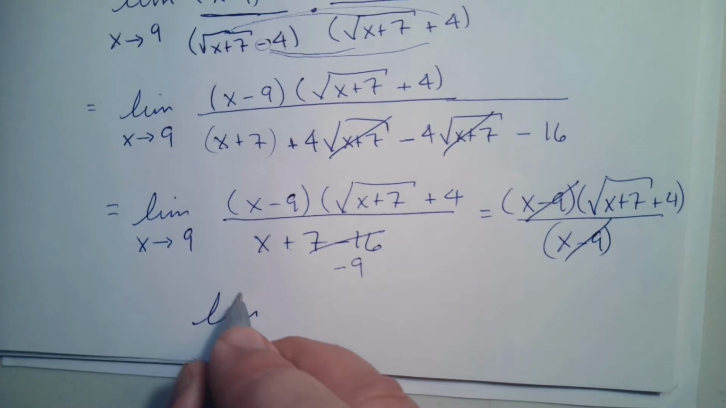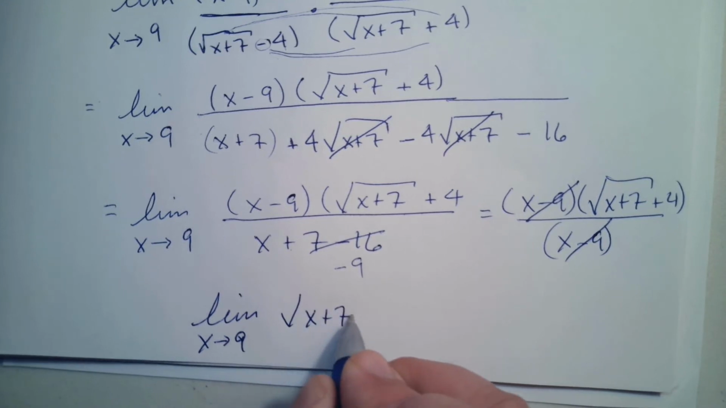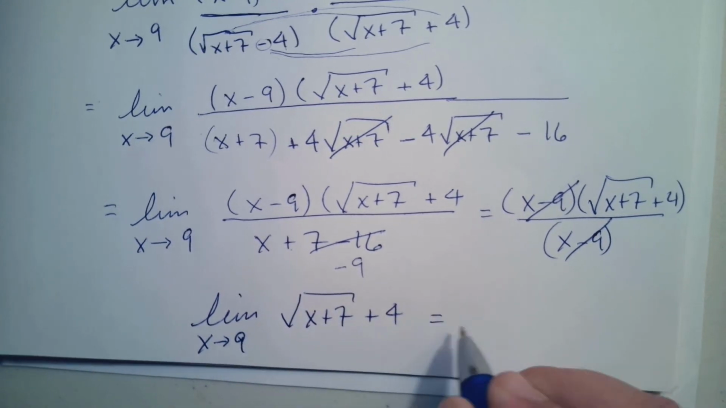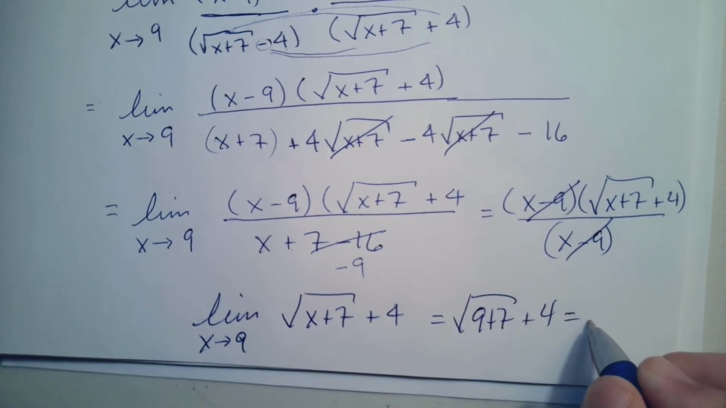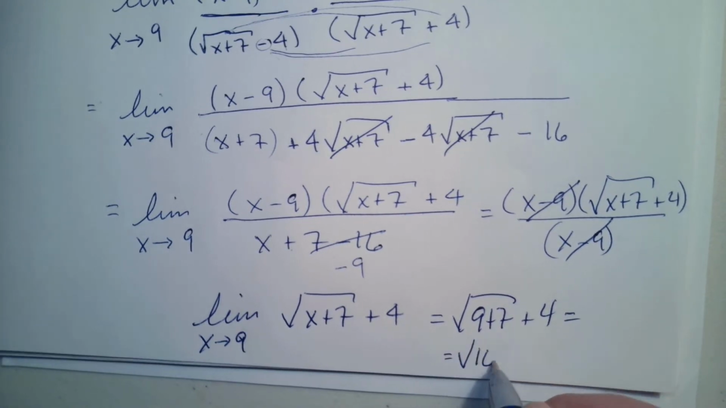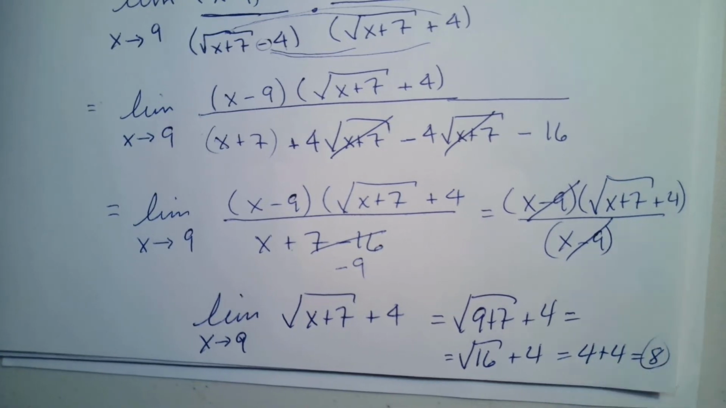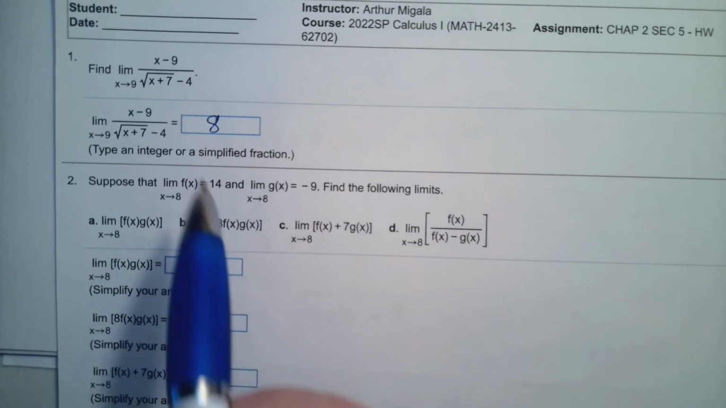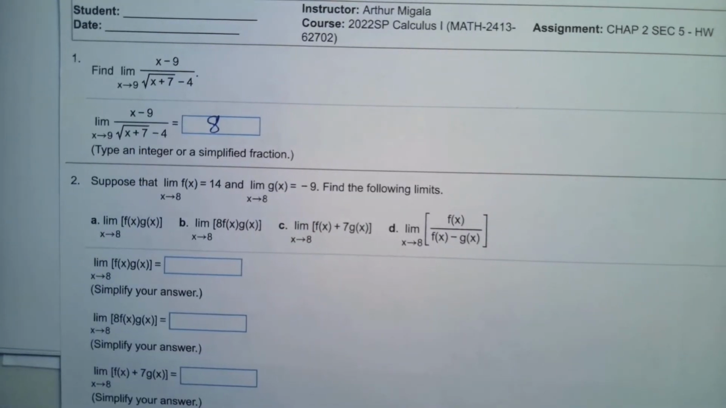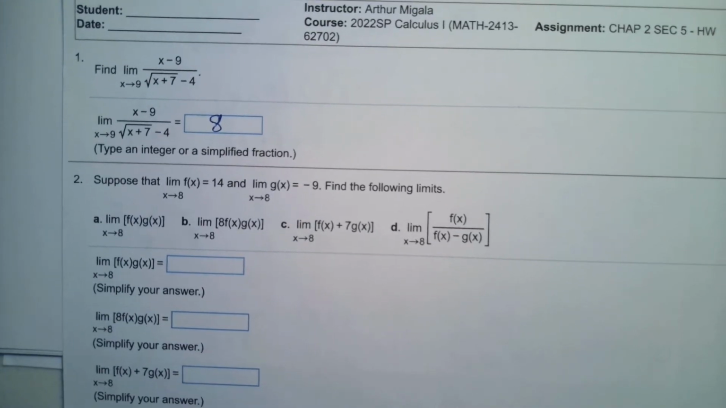So now, when we take the limit as x approaches 9, we get radical 9 plus 7 plus 4, which is radical 16 plus 4. 4 plus 4 equals 8. So this first value is 8. So it makes it much easier. If you ever have a radical and it gives you 0 over 0 when you plug in the value, then simplify it. All right, the next one.